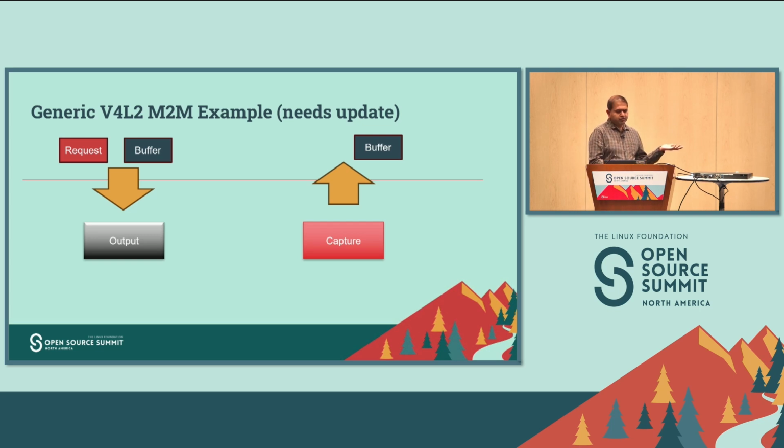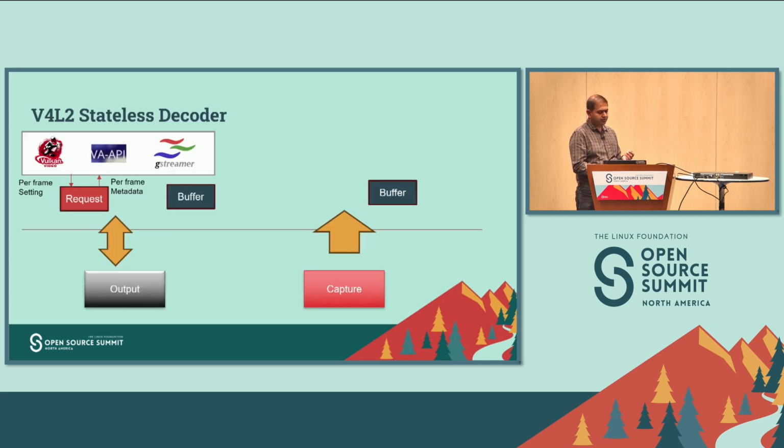So this is a generic V4L2 mem-to-mem example, which is not a codec, right? So here what you would do is, on the output queue, you take a request and a buffer and put it in, and on the capture queue, you get back the buffer, right? So that's a simple example here.